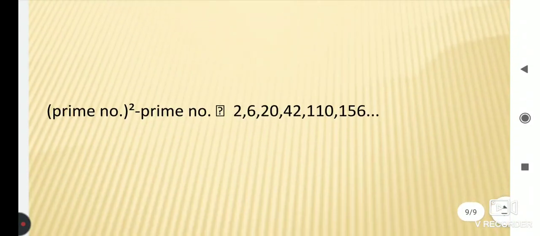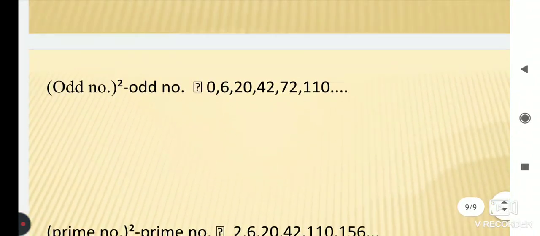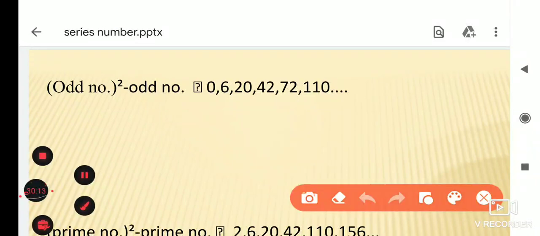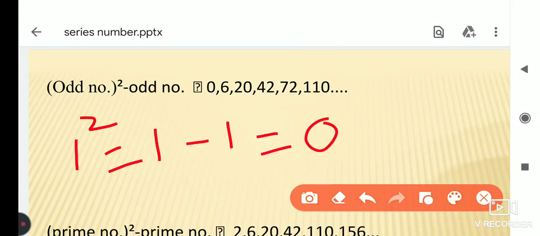The next pattern is here, odd number square minus odd number. So the first odd number is 1. Square of 1 is 1, minus 1 we get the answer, that is 0.